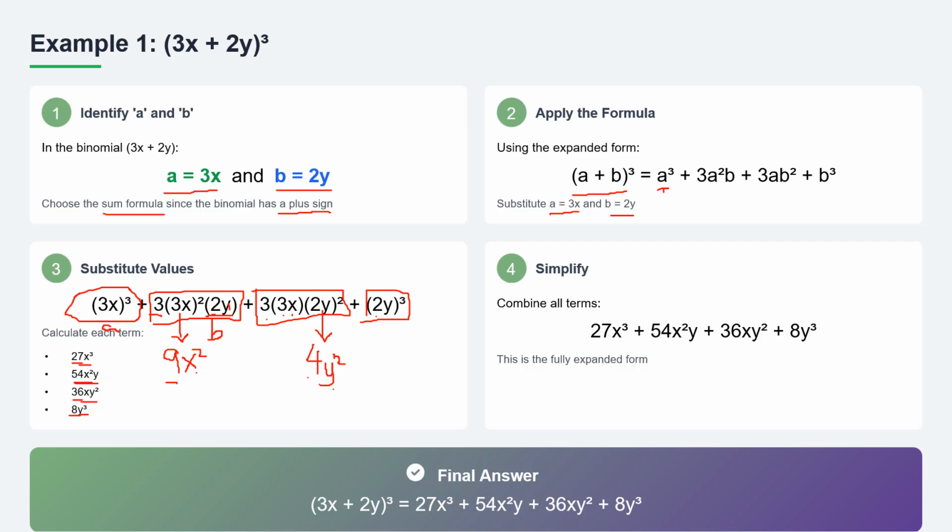Then, let's combine all terms. So we have 27x cubed plus 54x squared y plus 36xy squared plus 8y cubed. This is the fully expanded form. So for the final answer, 3x plus 2y cubed is equal to 27x cubed plus 54x squared y plus 36xy squared plus 8y cubed.